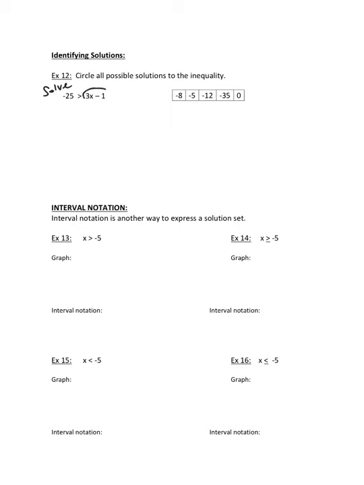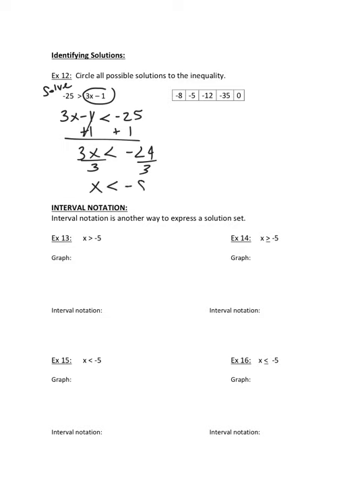First I notice that x is on the right side, so I'm going to rewrite this as 3x minus 1 is less than negative 25. And then I will solve. I'm going to add 1. 3x is less than negative 24. Divide by 3. X is less than negative 8.